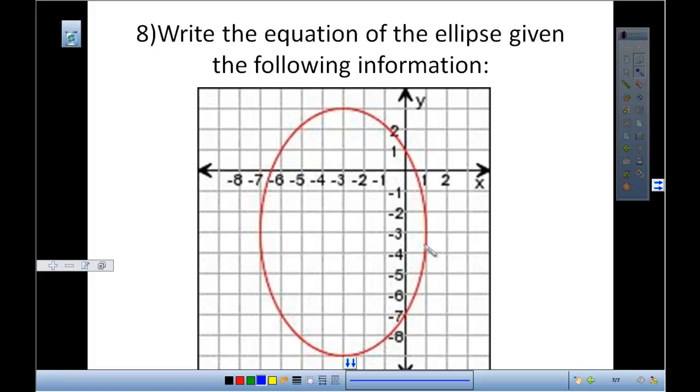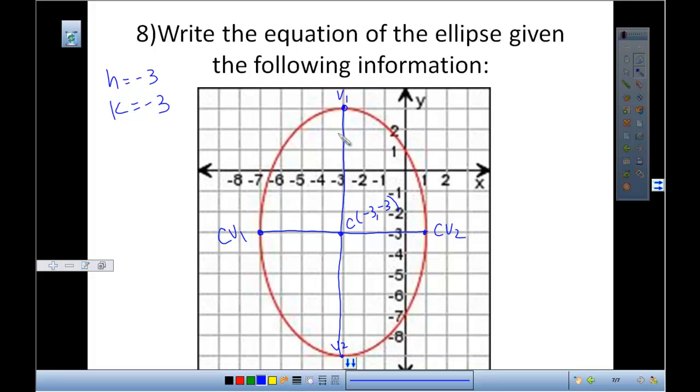I can also estimate the center pretty easily because I can tell where the vertices are going to be. Here's vertex 1. Here's vertex 2. And my co-vertices are going to probably be over here at this largest part, so co-vertex 1 and co-vertex 2. If I draw the line between these two, where they intersect gives us our center. So here's my center. This is our value of h and k. So negative 3 is my center. So h is going to be negative 3, and k is going to be negative 3.